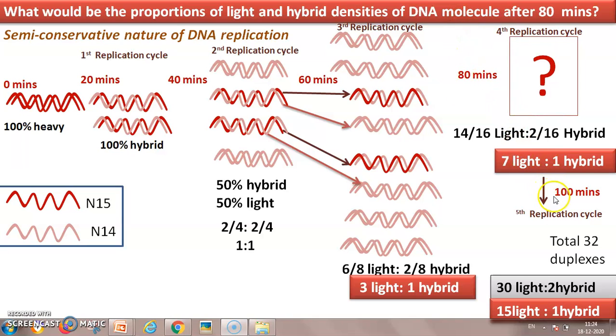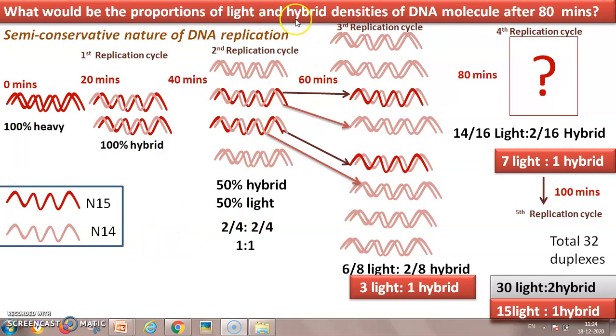You can even work out further. 100 minutes, 16 duplexes into 2, 32 duplexes, out of which only 2 will be hybrid. Every time only 2 will be hybrid, and the remaining would be light. So 15:1 would be the answer for 100. So this is for 80 minutes. You may not bother about this one now, but learn how to work out with this calculation. This will be easier. I hope that is clear.